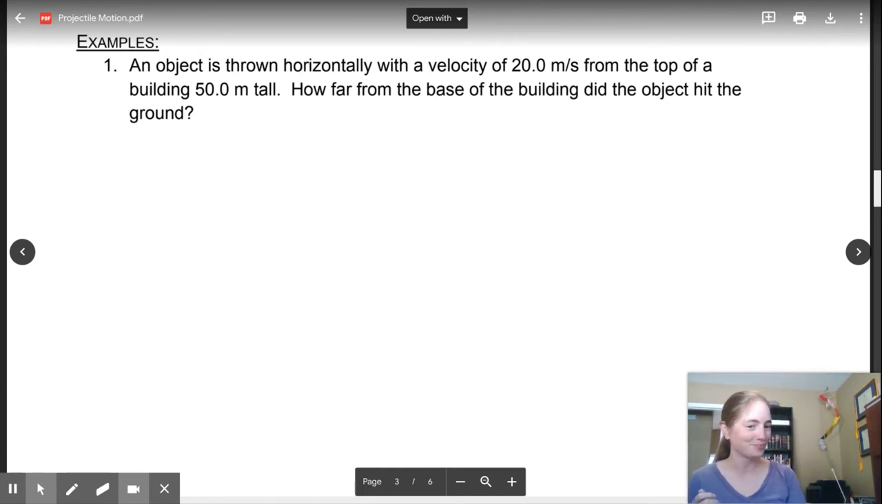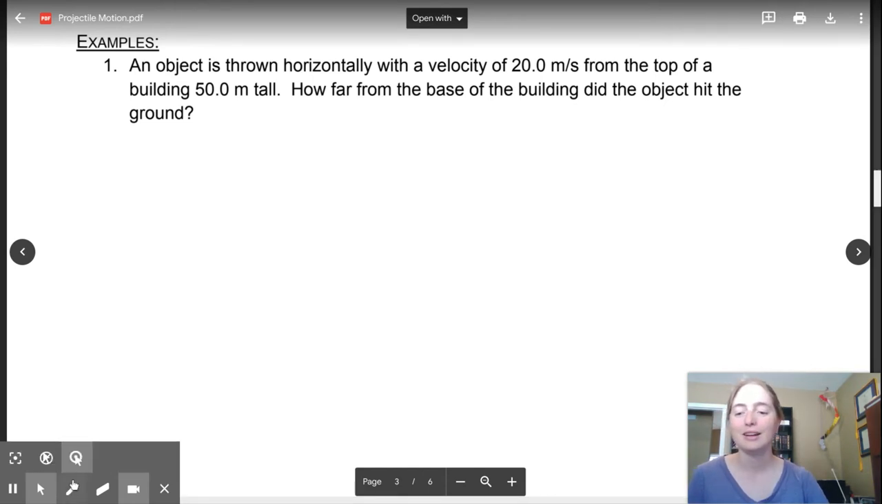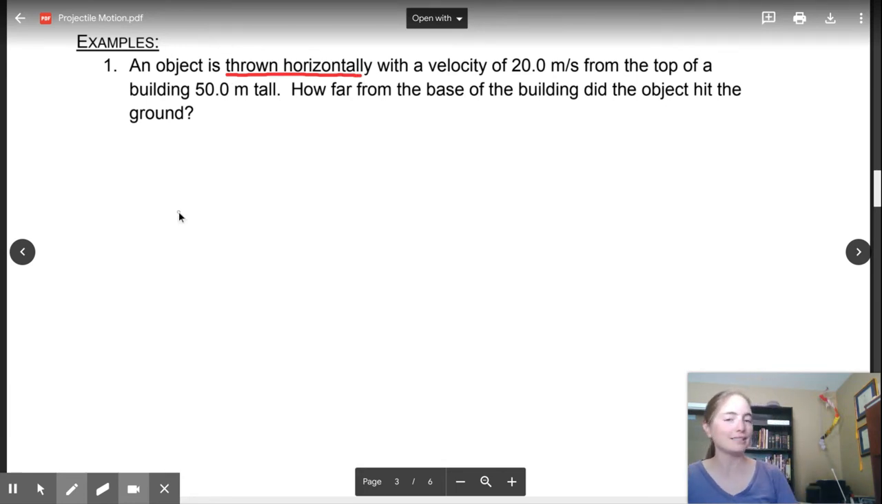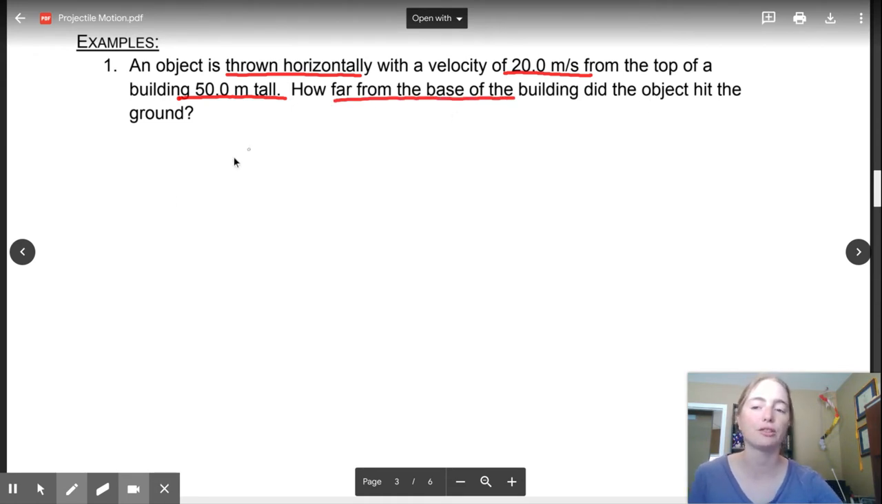Okay? All right. So, ladies and gentlemen, an object is thrown horizontally. That is your key word right there. That is going to tell you a whole bunch of information. With a velocity of 20 meters per second from the top of a building, 50 meters tall. How far from the base of the building did the object hit the ground? All right. Well, this is a bit of a mess as far as we've got two heights and we've got two distances. We've got height and distance and speed and time. Ooh, so much stuff. Let's draw it.